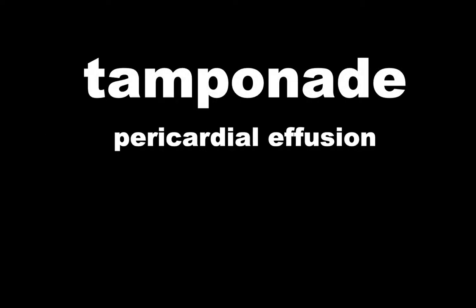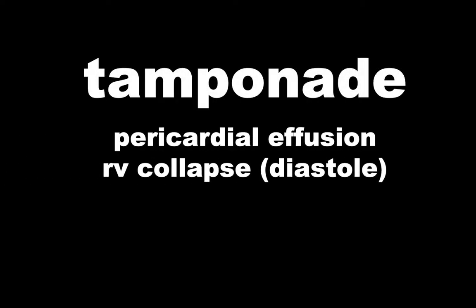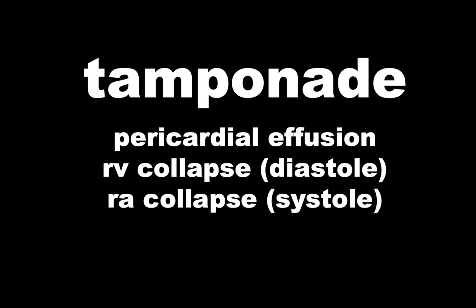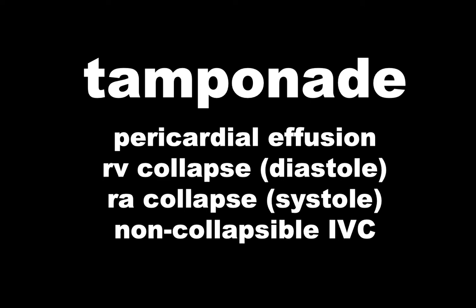Did you remember those 4 findings of tamponade? Let's review them. 1. The presence of a pericardial effusion. 2. Right ventricular collapse in diastole. 3. Right atrial collapse in systole. And last, a fat, non-collapsible IVC.